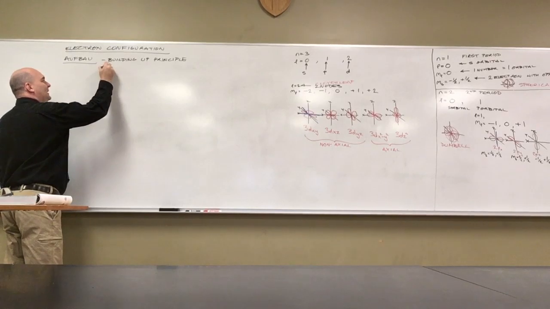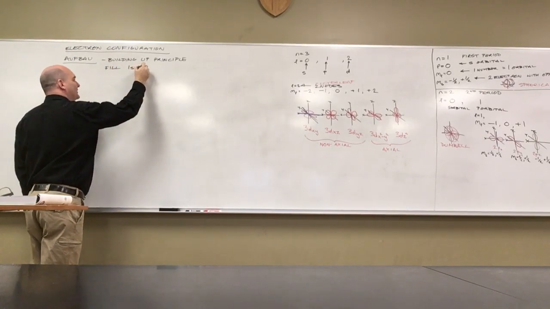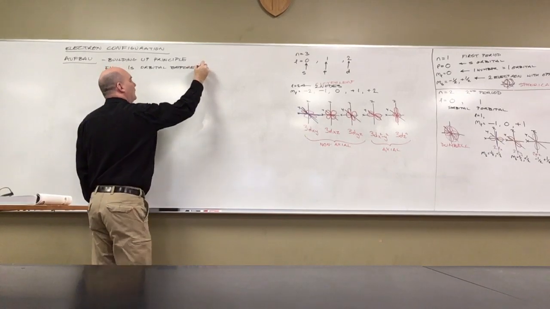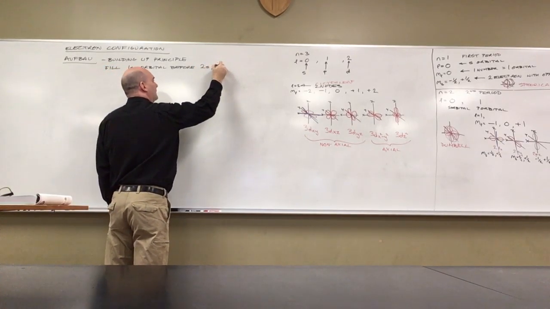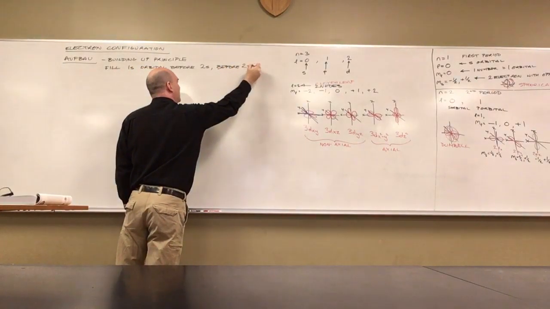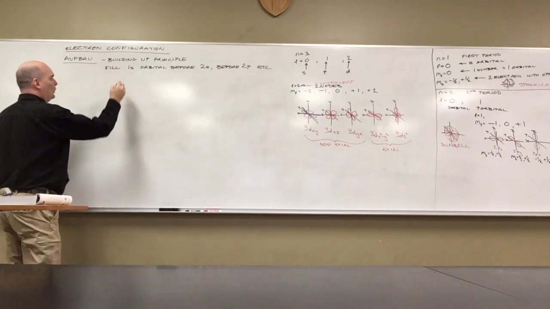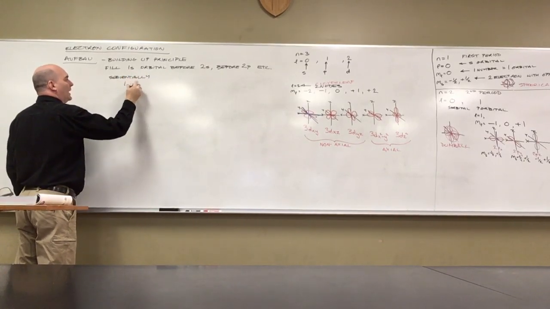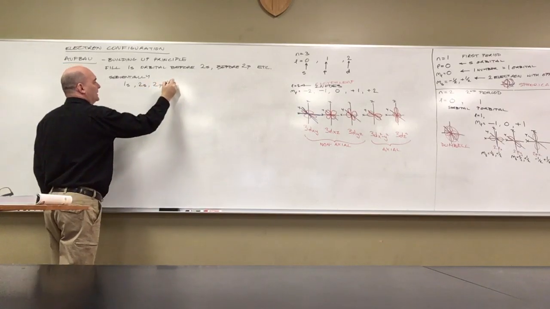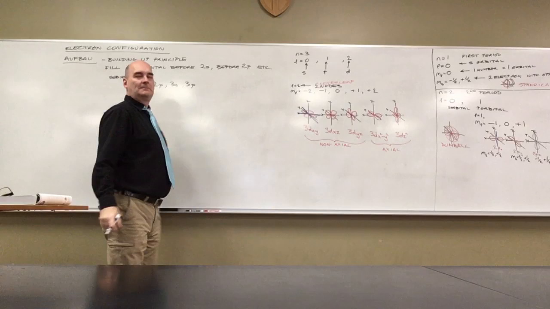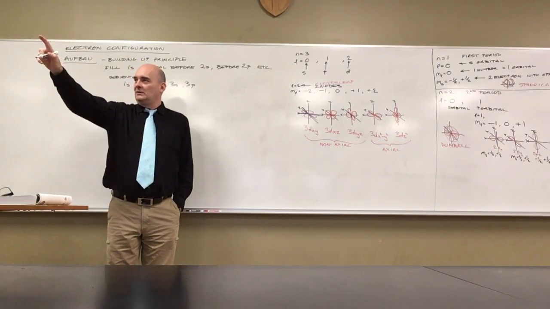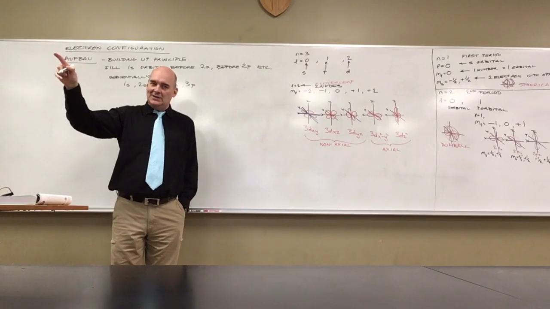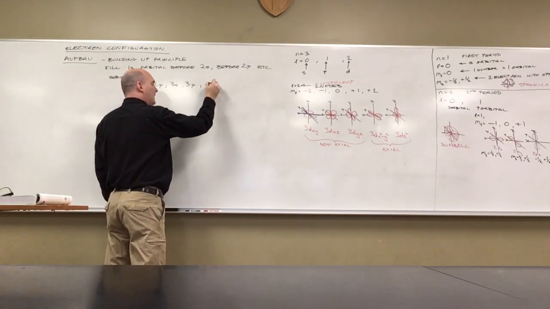principle. And what this means is it says fill the 1s orbital before the 2s before the 2p, etc. Okay, so we are going to go sequentially. 1s, 2s, 2p, 3s, 3p. Okay, that's got me all the way through the third period. Now in the fourth period, potassium and calcium, they're in the 4s.